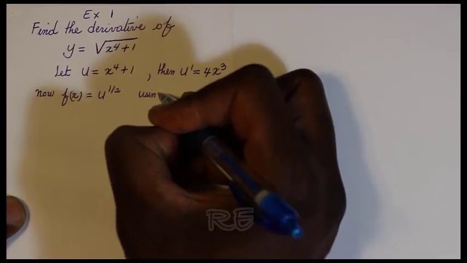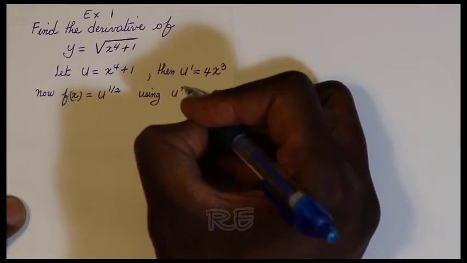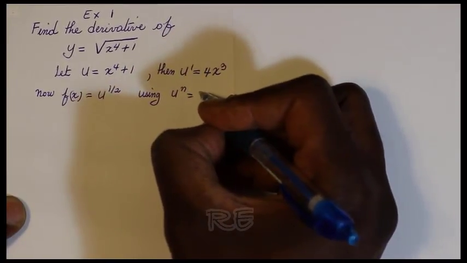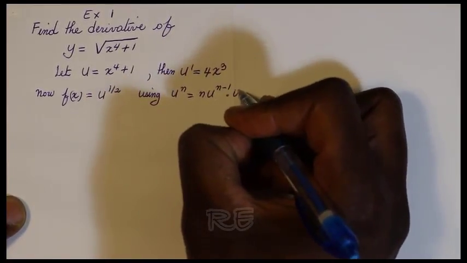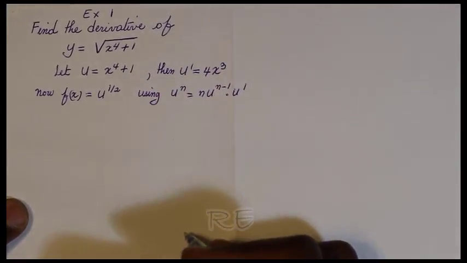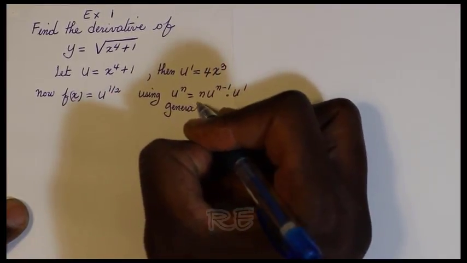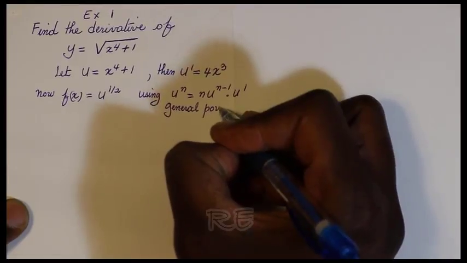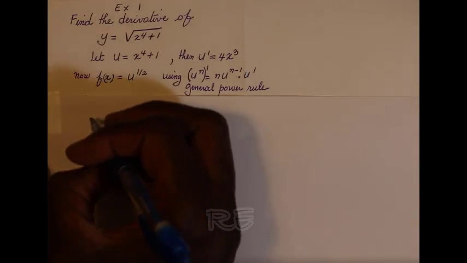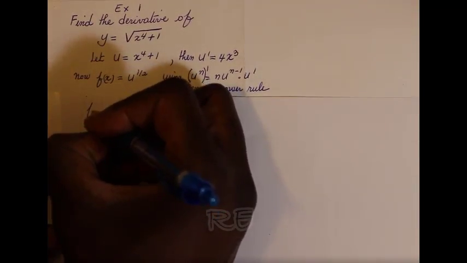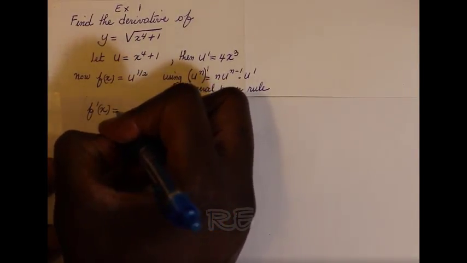Using the general power rule, the derivative of u to the n is n times u to the n minus 1 multiplied by u prime, and this is the general power rule. So remember that f prime of x will be the composite function.